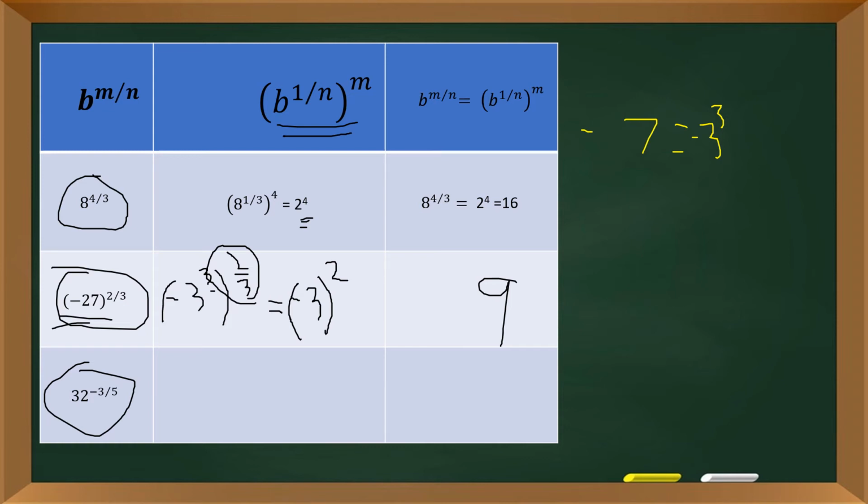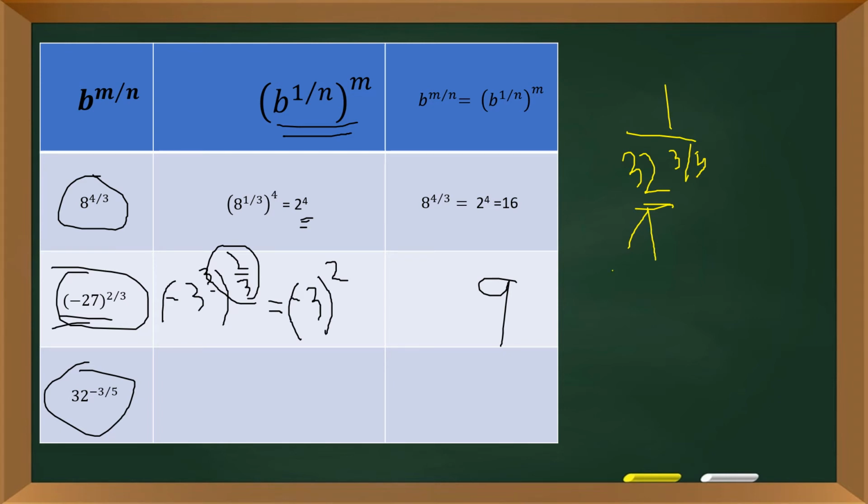32 raised to negative 3/5. Since it has a negative exponent, then we can simplify it by putting that expression in the denominator with a positive exponent. So this is positive 3/5. Now, let us express 32 into its exponential form.